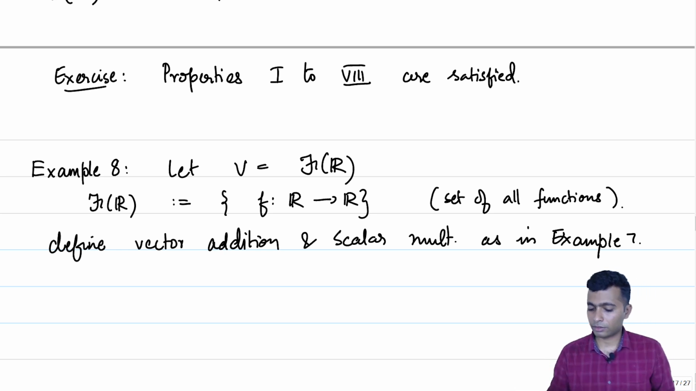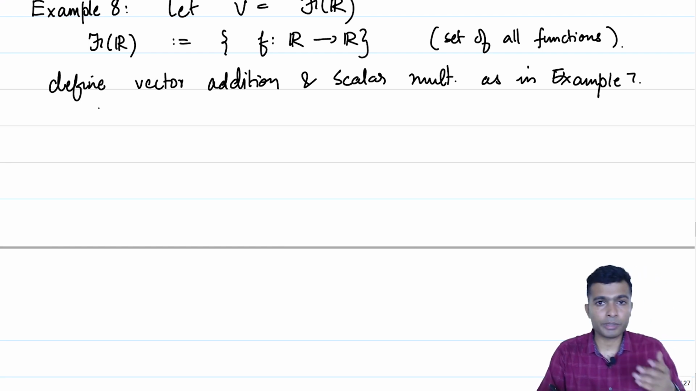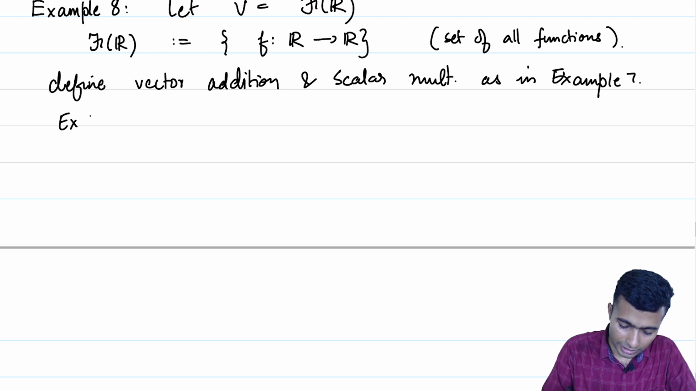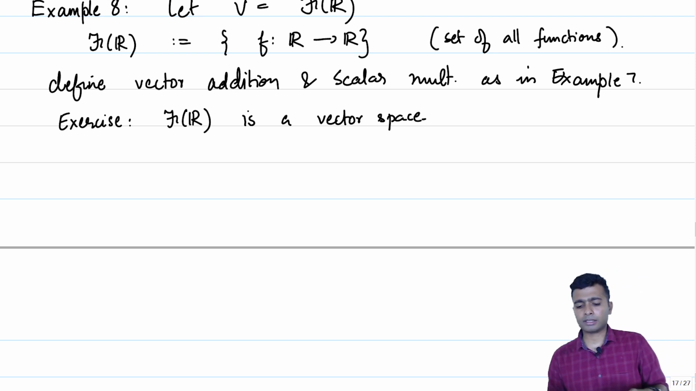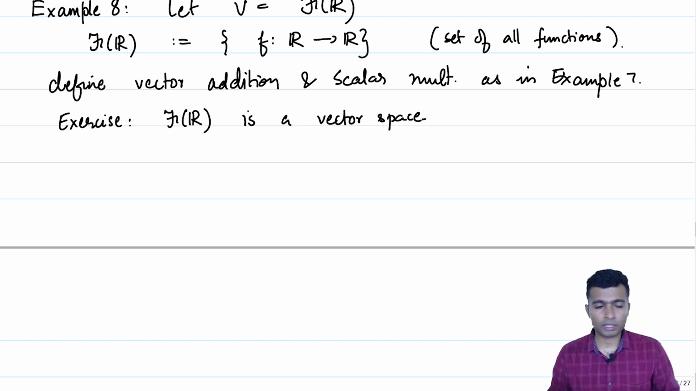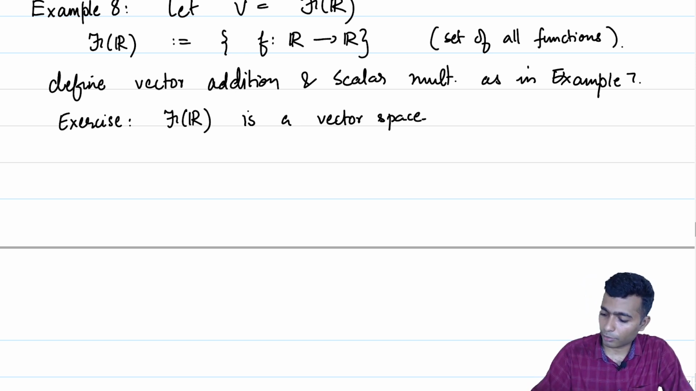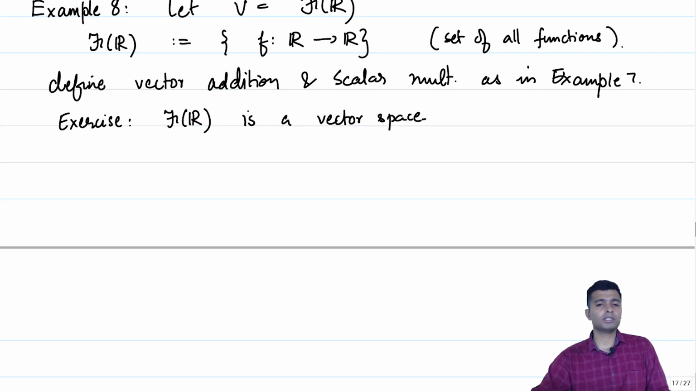It is good to again sit down and check. Already most of the things have been checked. If you do the previous exercise, this will also follow. F of R is a vector space, is an exercise to be checked. The fact that vector addition and scalar multiplication will give you back an element in f of R is quite straightforward. It is the properties which you have to check, but I think the previous exercise would have already done most of the work. So, with that, f of R is also a vector space.